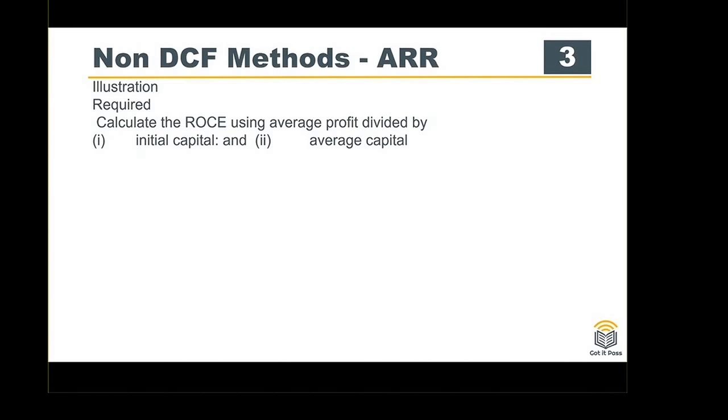Okay, welcome back. I think you have read through the questions and are clear on what is required. We need to calculate the ROCE using average profit. We are given two methods to use: one is the initial capital, the other is the average capital. First of all, we need to find the formula, because we are using the average profit. So what is the profit?